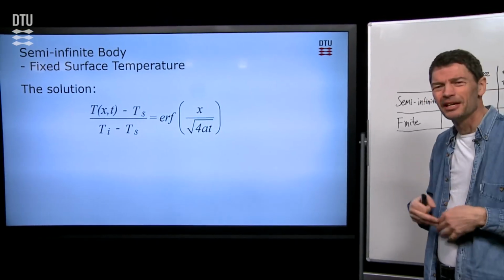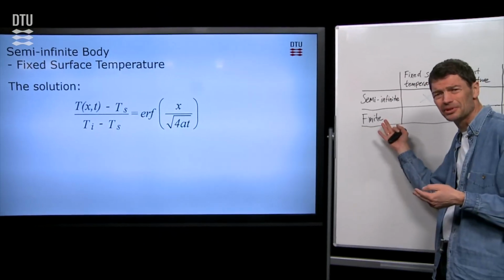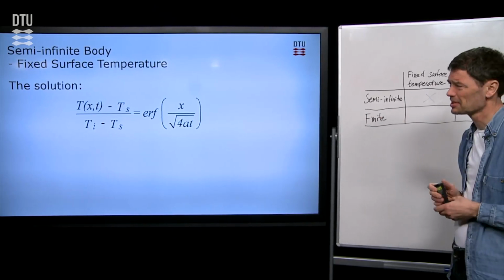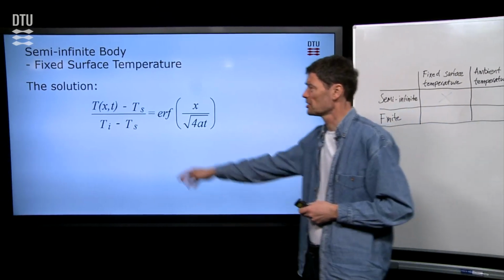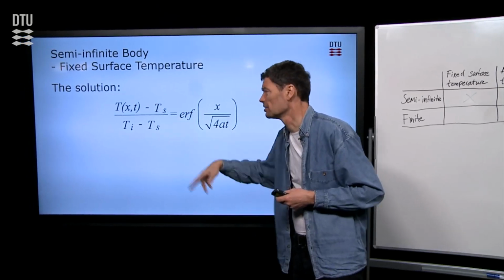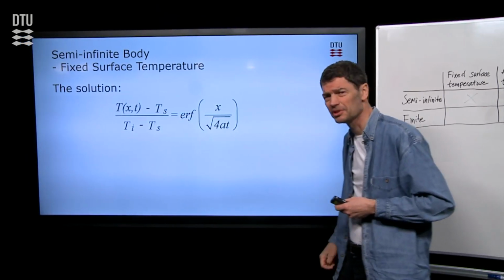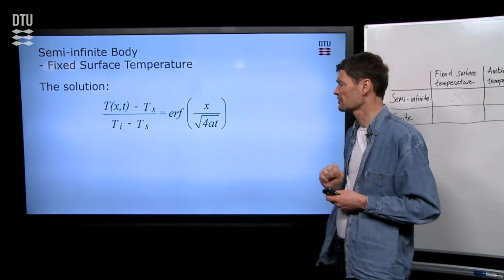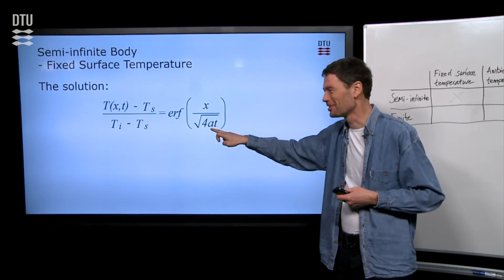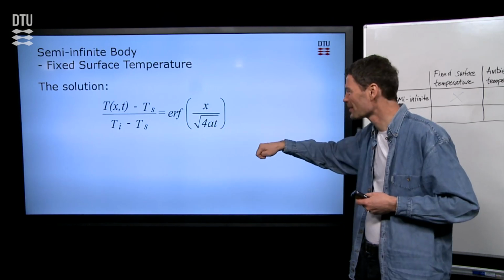So that's a little bit a matter of identifying the case that you are dealing with and then adopting the proper equation. This is the equation that tells us the temperature at location X at time T in our material, depending on those surface and initial temperatures we just introduced, and then this function where you insert the location X and the temperature, and again the thermal diffusivity of our material.